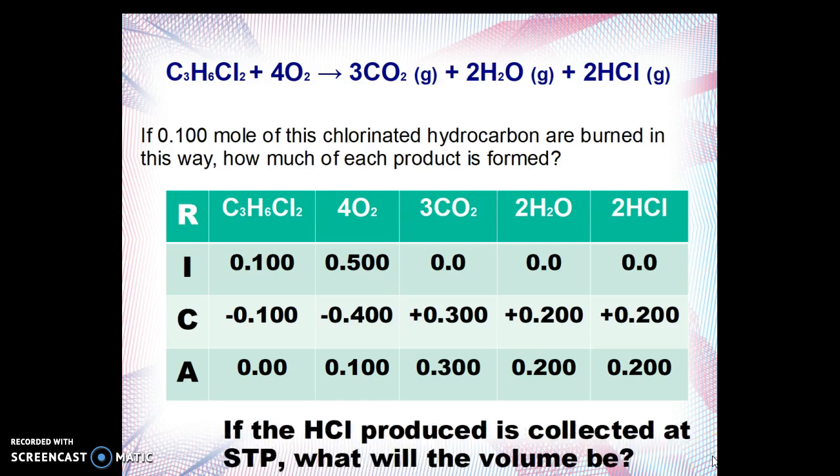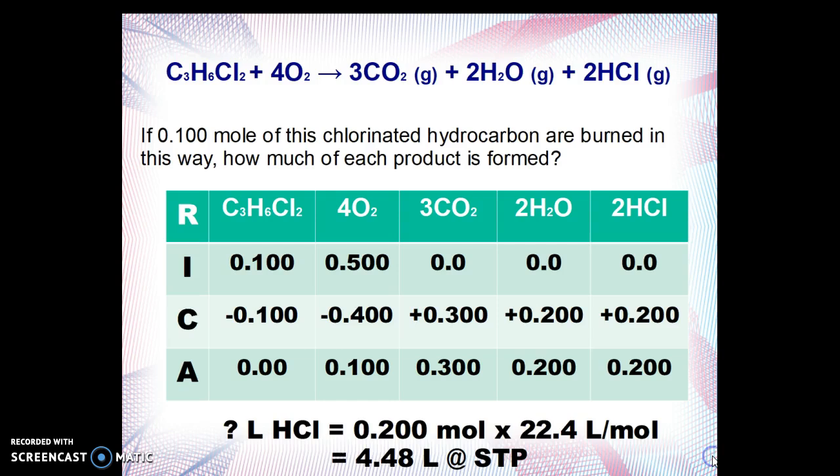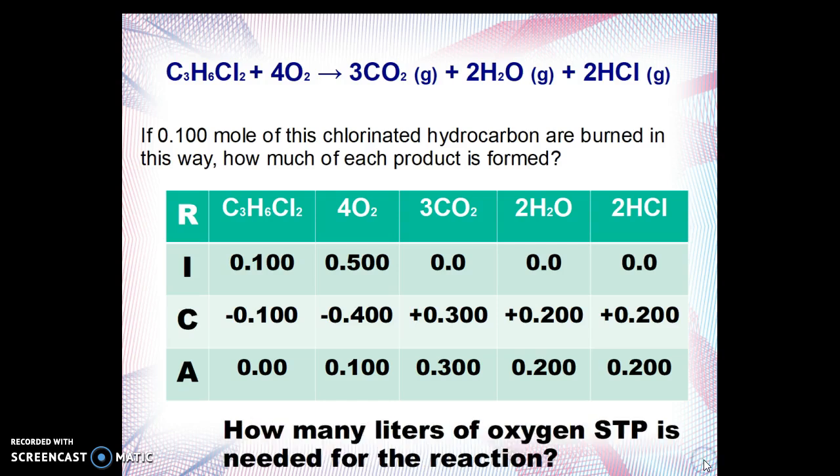If the hydrogen chloride produced is collected at STP, what will the volume be? Well, we have the number of moles, and we know that at STP, 0 degrees and 1 atmosphere, 1 mole of any gas occupies 22.4 liters. So we multiply the 0.2 moles by the 22.4 liters per mole, and we get 4.48 liters of the HCl gas at STP.